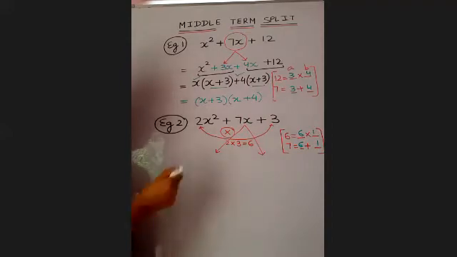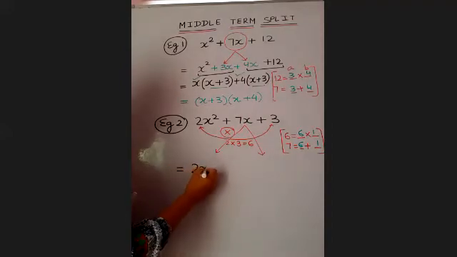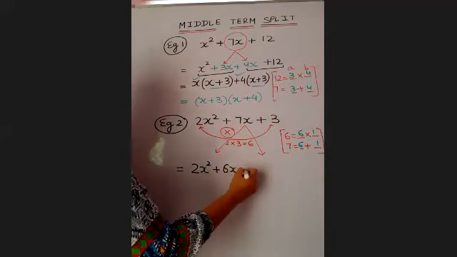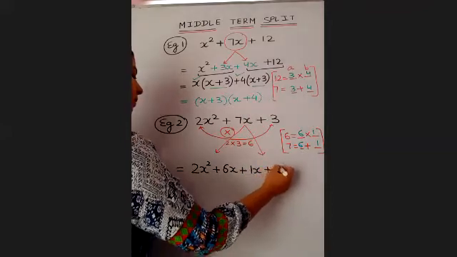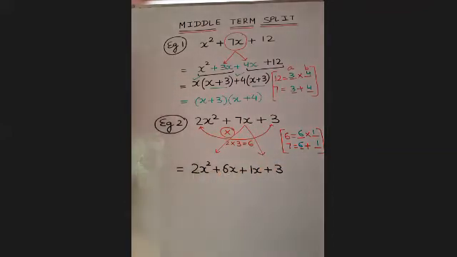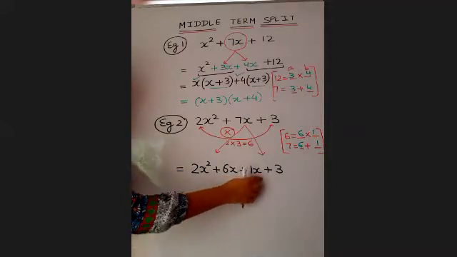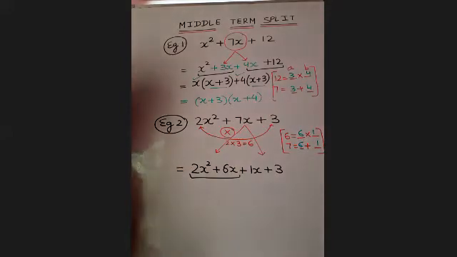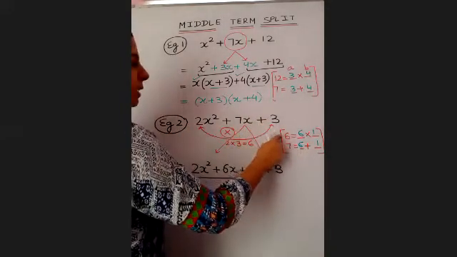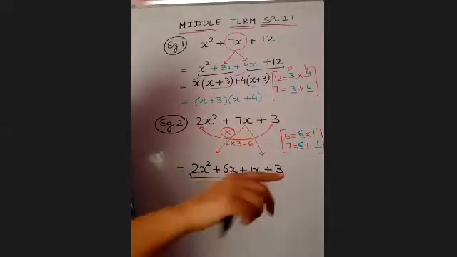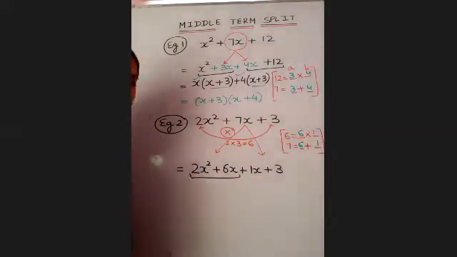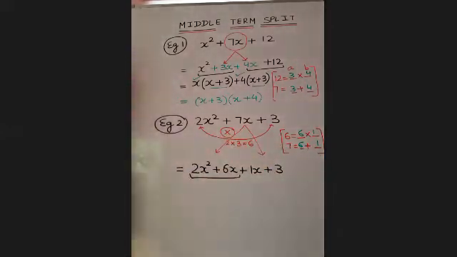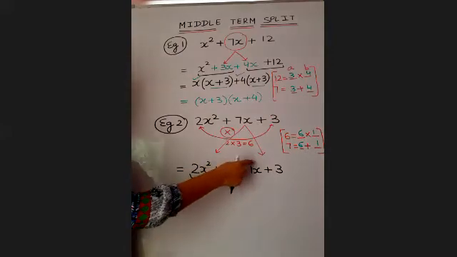So this becomes 2x square plus 6x plus 1x plus 3. Are you with me, children? Yes, ma'am. Can you take the step again? Yes. 2 into 3 is 6. So the two numbers on multiplying which we get 6 is 6 into 1, and by adding them, we should get 7. So 6 plus 1. So 7x is written as 6x plus 1x.